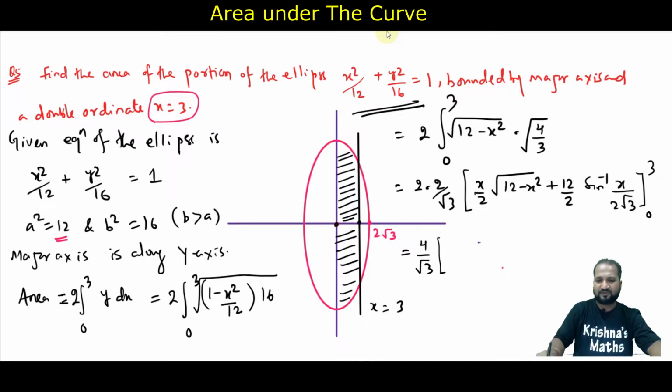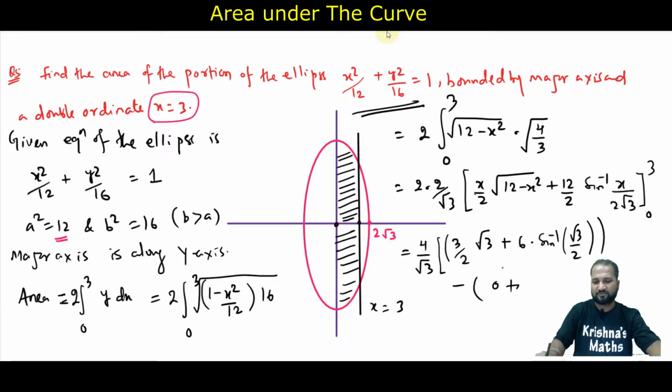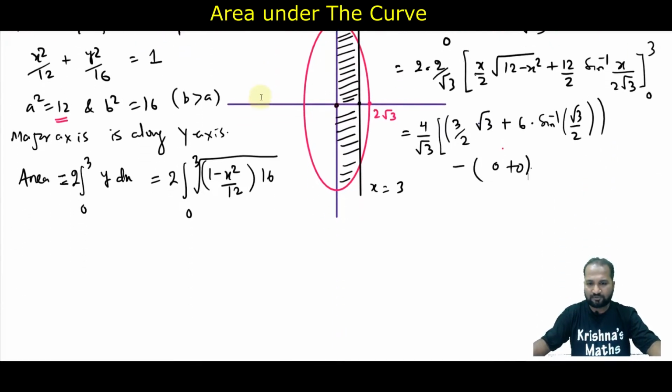Now put x as 3. So this is 3 by 2, 12 minus 9 will be root 3, plus 12 by 2 will be 6, and 3 by root 3 is root 3 by 2, sine inverse of x, put x as 3. So this is root 3 divided by 2. This is your upper limit. Minus lower limit, put x as 0, everything is 0, 0 plus 0 will be 0.